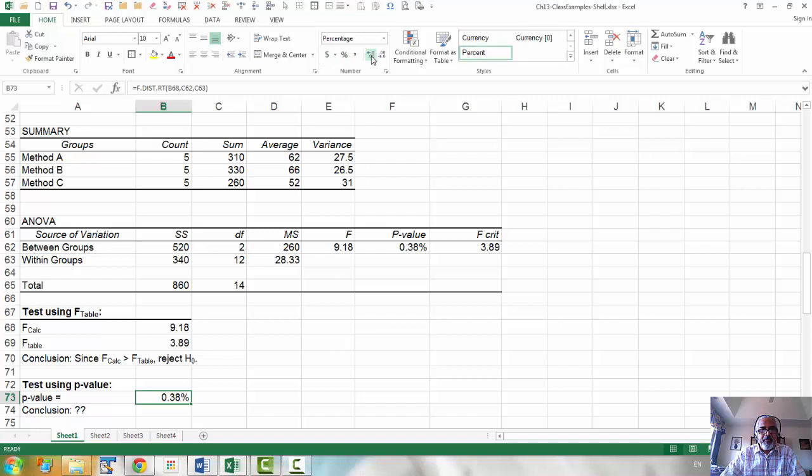And data analysis also generates p value right there. So it's the same value. Okay. And once again, of course, the conclusion here must be the same as here. So these are two different ways of doing the same thing. So using the p-value approach, then, since p-value is less than 5%, the alpha value, we reject the null hypothesis.